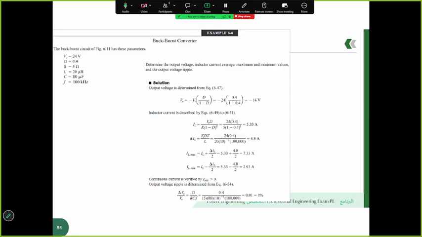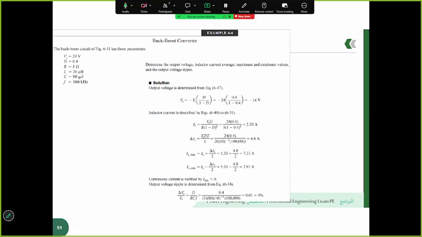The problem provides a set of parameters: input voltage Vs of 24 volts, duty cycle D of 0.4, a load resistance R of 5 ohms, an inductance L of 20 microhenry, a capacitance C of 80 microfarad, and a switching frequency f of 100 kilohertz. The goal is to determine the converter's key performance metrics: output voltage, inductor currents, and output voltage ripple. The solution begins by calculating the DC output voltage Vo.